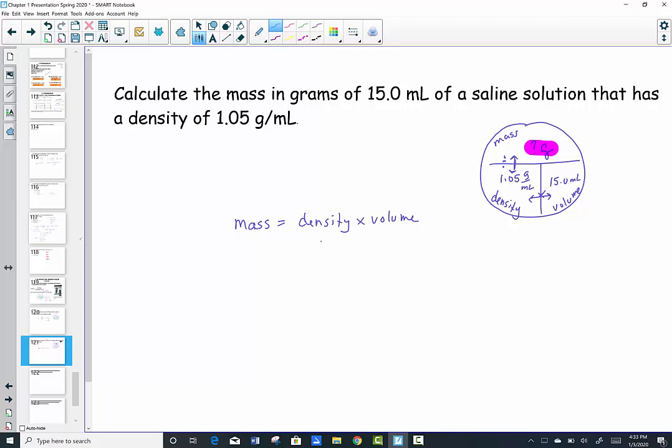So the density of 1.05 grams per mil times 15.0 mils. Notice how that cancels the volume and you're left with a gram. So I'm going to hit 1.05 times 15, and my screen says 15.75 grams. We're allowed 3 sig figs, so this number will need to be rounded up, 15.8 grams. These are fun. They're kind of easy, especially after coming off conversion factors.